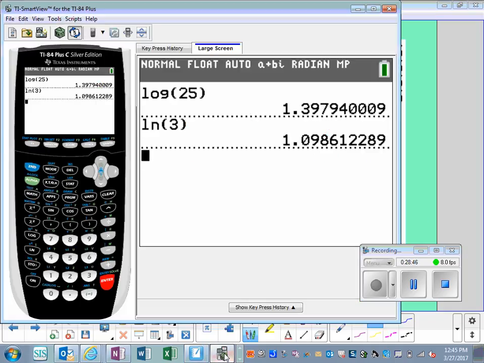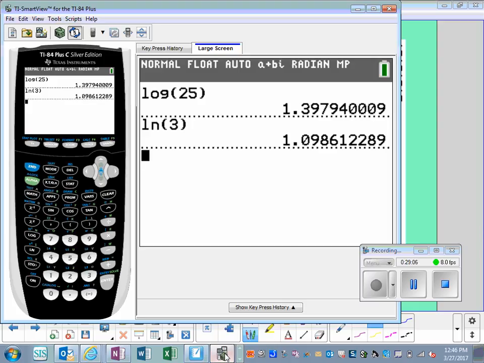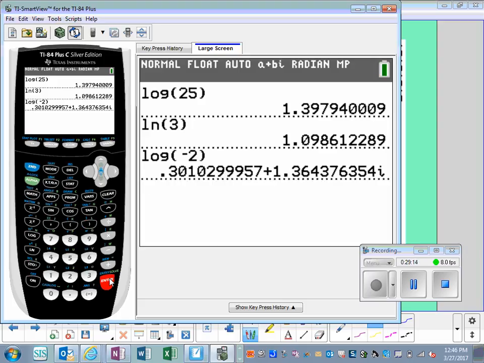I got error. I got 0.301. Did you do negative 2? It should say 0.301 plus 1.36i. Okay, so log of negative 2, then enter. Is it because of the a plus bi setting on my calculator?